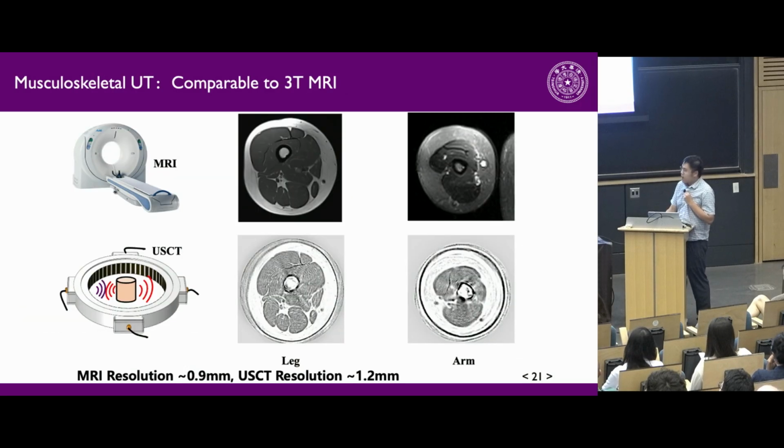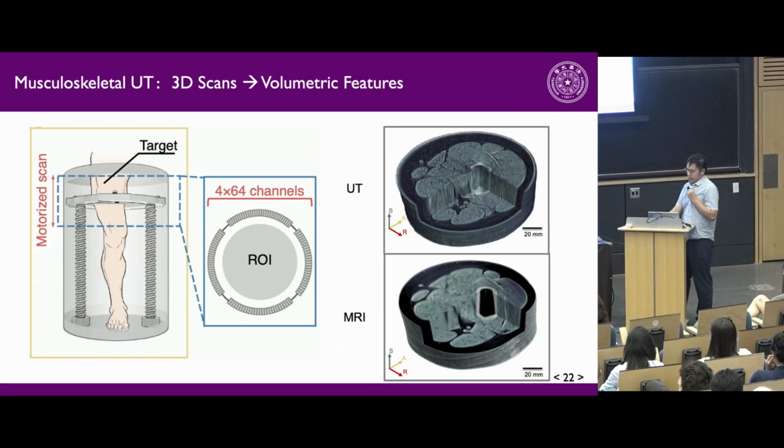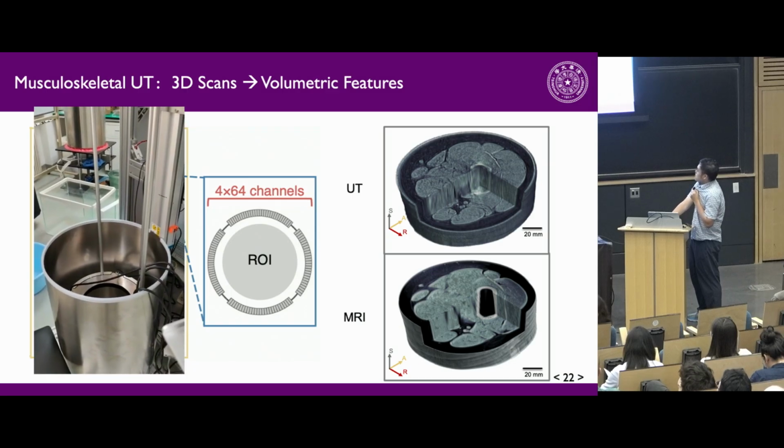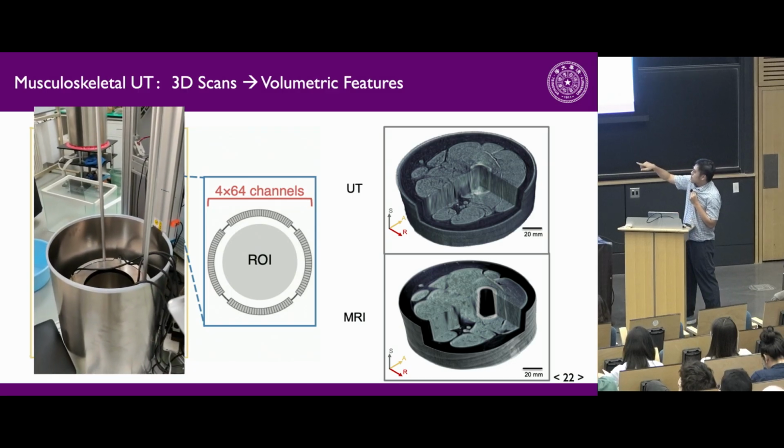Next we compare our UT method directly with 3 Tesla MRI, and we found that the agreement is striking. We achieve a resolution of about 1.2 millimeter, which is comparable to MRI but at a fraction of the cost. Next, we are not limited to 2D, so we built a system where the ring array moves vertically in the water tank to obtain a 3D scan of a human's leg. You can clearly see the muscle groups, the femur bones, and even the vessels. At this time, our annular ring moves vertically.